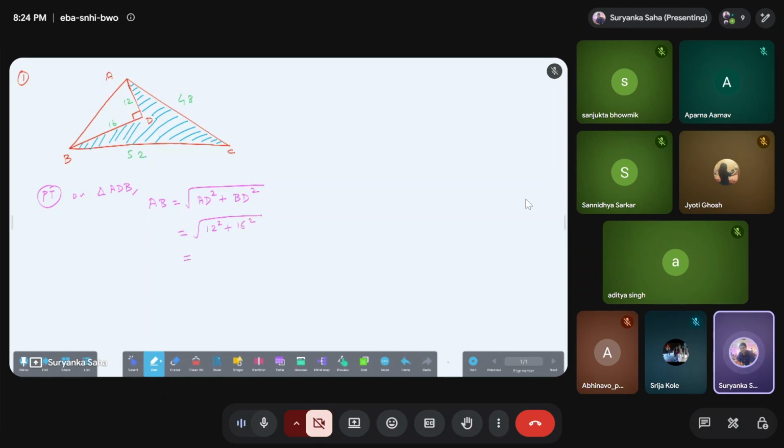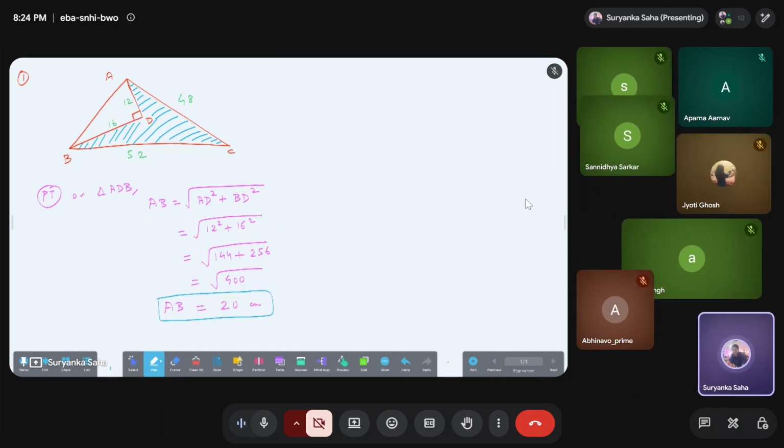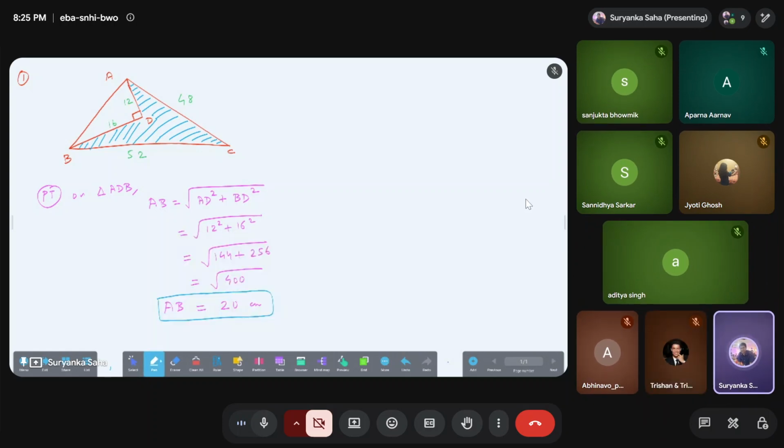So it will be root over of 144 plus 256, which is giving you 400. So it is 20 centimeter. So this is AB. Understood? AB's length you got as 20 centimeter. Let me mark it. You got AB's length. Now you can find the area of the big triangle, that is ABC.